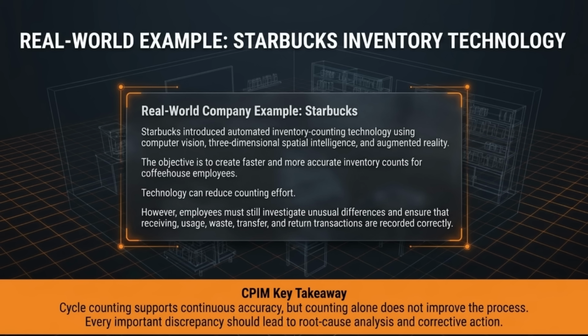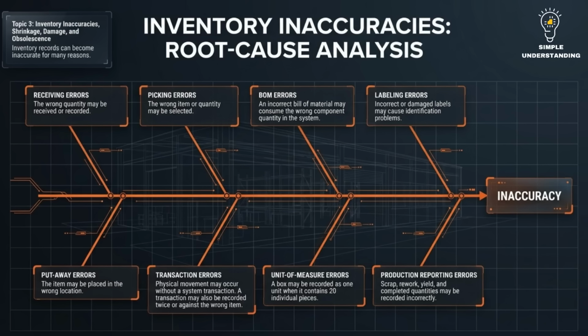CPIM key takeaway: Cycle counting supports continuous accuracy, but counting alone does not improve the process. Every important discrepancy should lead to root cause analysis and corrective action. Topic 3: Inventory inaccuracies, shrinkage, damage, and obsolescence.